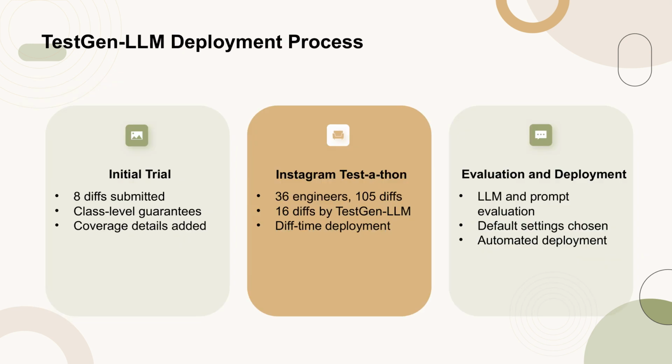The deployment of TestGen-LLM at Meta followed a structured process starting with an initial trial. During this trial, 8 diffs were created using an early version of TestGen-LLM and submitted to Meta's continuous integration system. This trial highlighted the need for individual test case guarantees and the importance of providing detailed coverage information. Following this, the tool was used in the Instagram Testathon in November 2023, where 36 engineers participated, generating 105 diffs, 16 of which were by TestGen-LLM. This phase also introduced the concept of diff time deployment, which was found to be more effective.